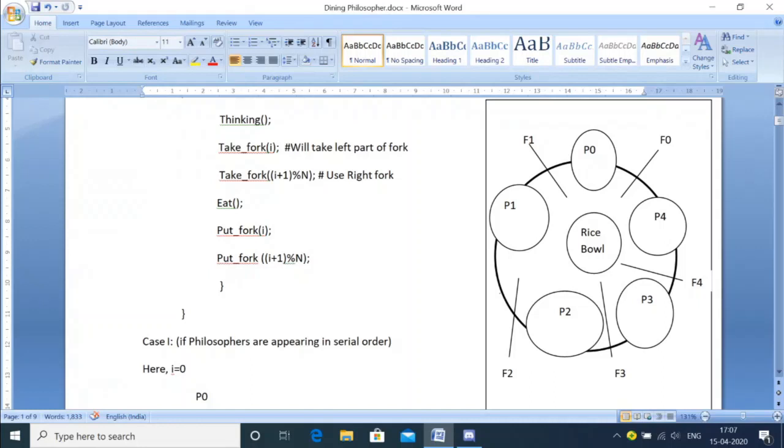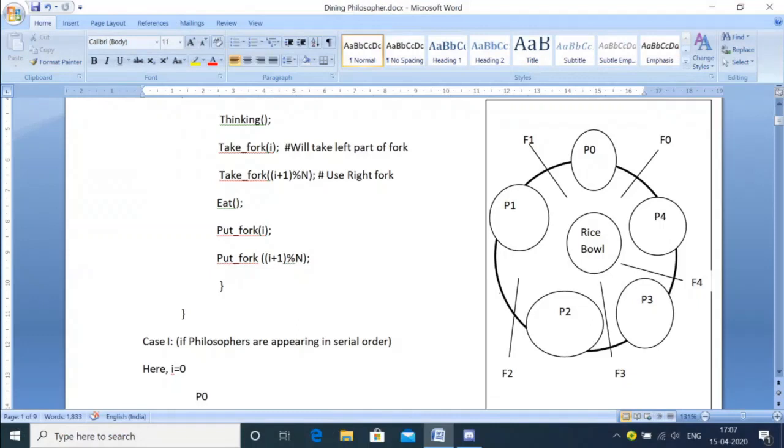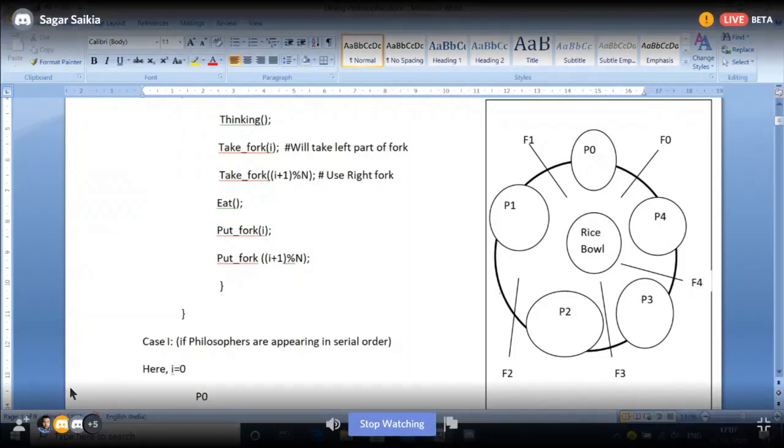Modulo 5 is how much? 2. So this will be taking the second fork. So in this way, it will be completing the cycle in a serial way. That means when the processes are not appearing one by one. So here I have already listed that n is the total number of, you can say, forks which are available.